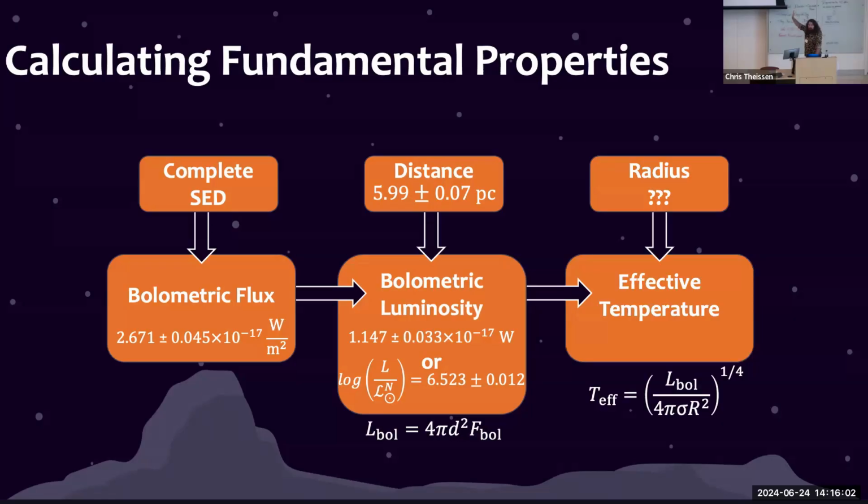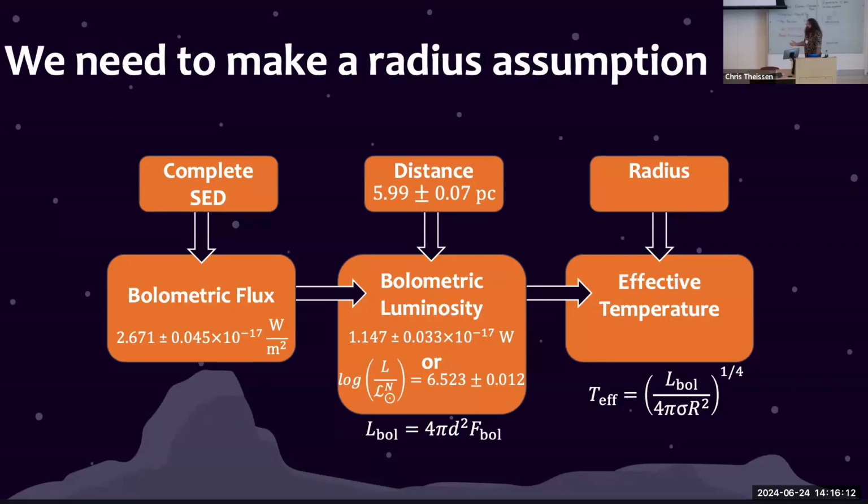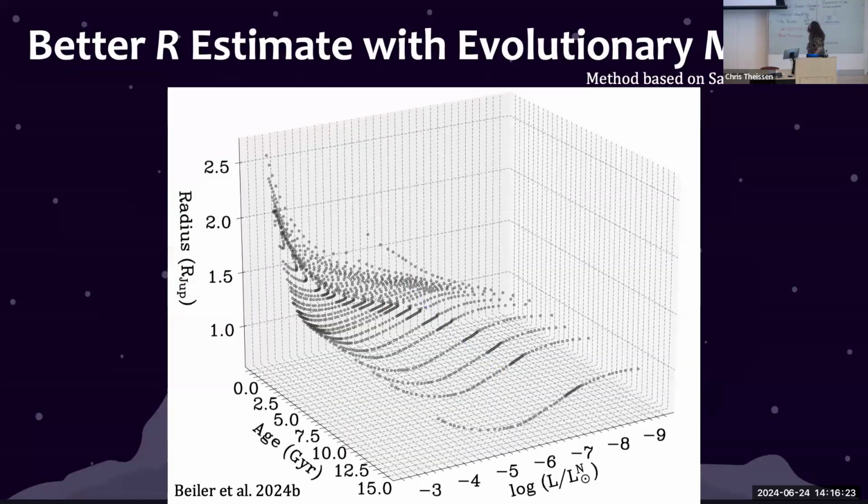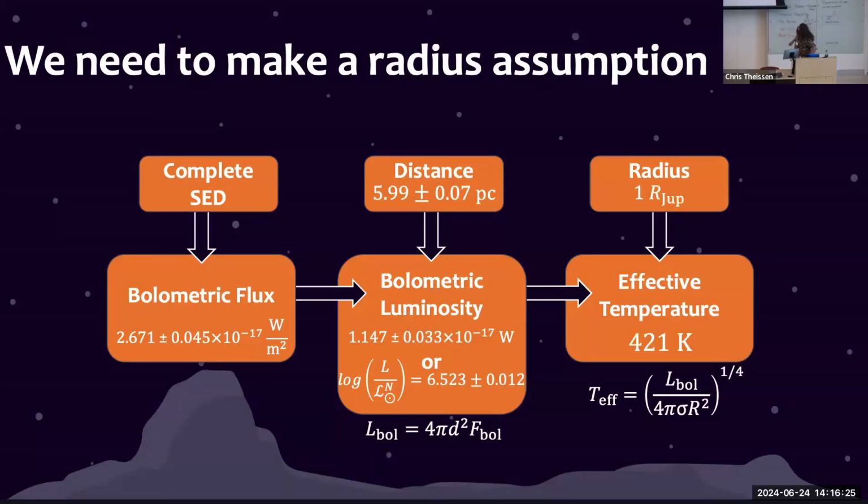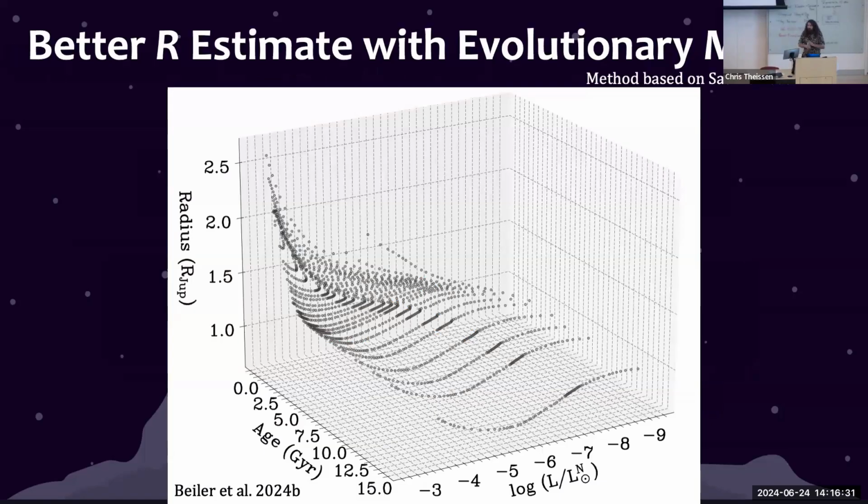And if we knew our radius, we'd be able to get effective temperature. Unfortunately, as I said, we don't have observed radii for many brown dwarfs. And so instead, we need to make some assumption. Luckily for us, brown dwarfs are all roughly 1 Jupiter radius plus or minus 10%. And so if we assume 1 Jupiter radius, we get an effective temperature of 421 Kelvin. But we'd like to make a better estimate. And to do that, we're going to use the evolutionary models.